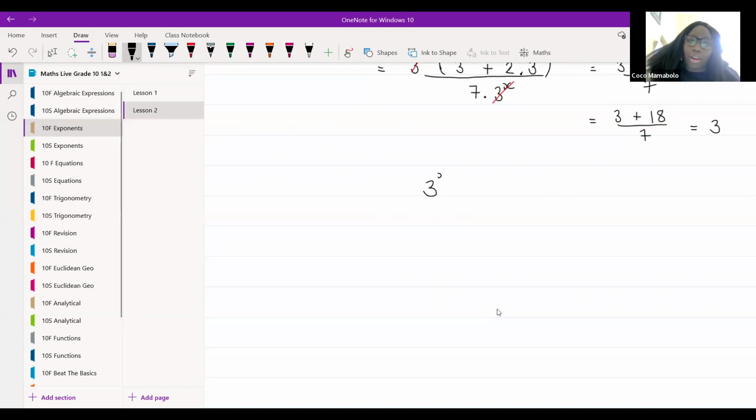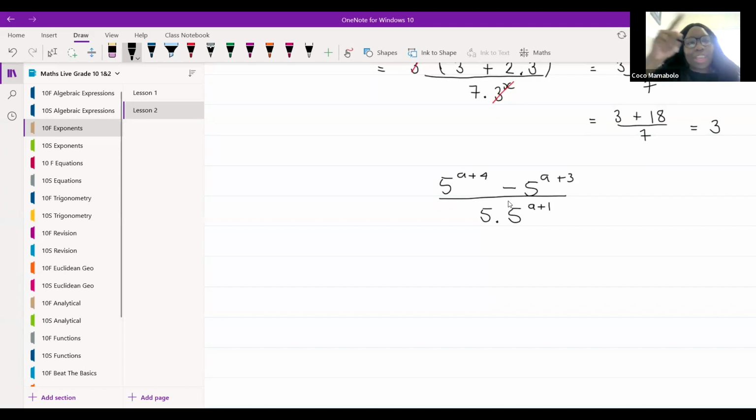Here's our next one. 3 to the power of x plus 1 plus, oh, this one is too easy. No, don't write it down. It's too easy. Okay, here's another one. 5 to the power of a plus 4 minus 5 to the power of a plus 3 over 5 times 5 to the power of a plus 1.